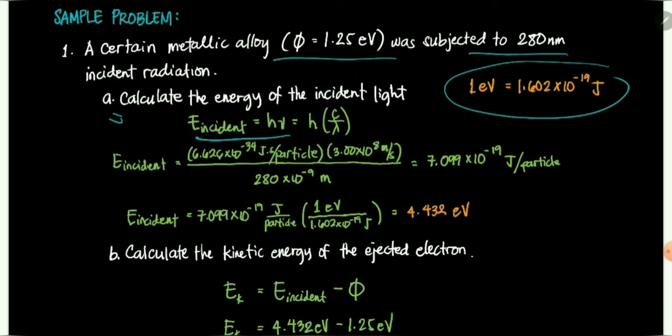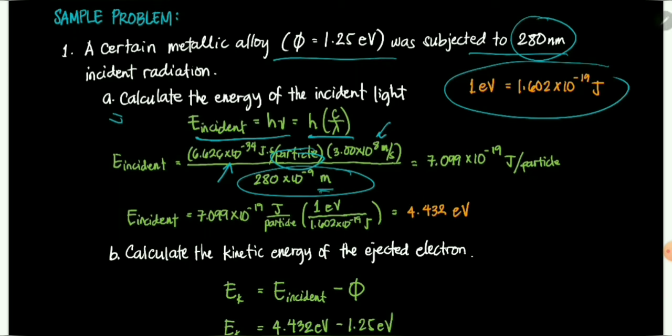The energy of the incident radiation is equal to h times the frequency of your incident radiation. So, h is the Planck's constant. We can also use this kasi mas applicable to sa problem since given ay wavelength. So, that's h times c over lambda. Okay? So, substituting the values, we have the Planck's constant, 6.626 times 10 to the negative 34 joules second per particle. The particle here is the electron times the speed of light, 3 times 10 to the 8 meters per second. And of course, the wavelength of your incident radiation, which is 280 times 10 to the negative 9 meters.